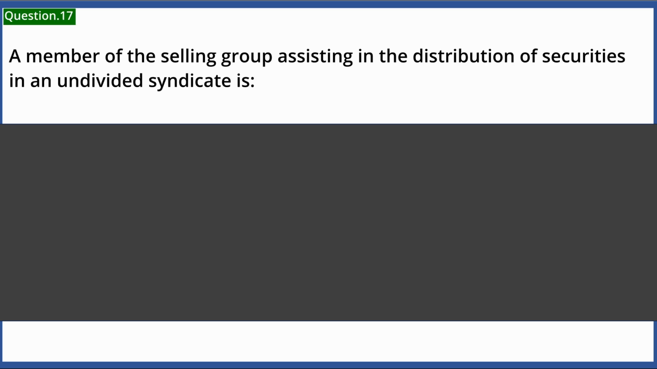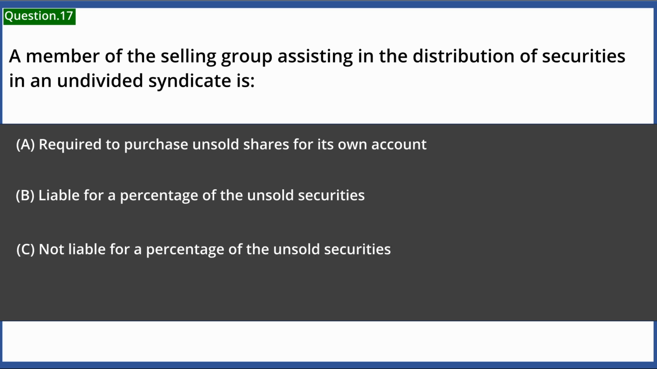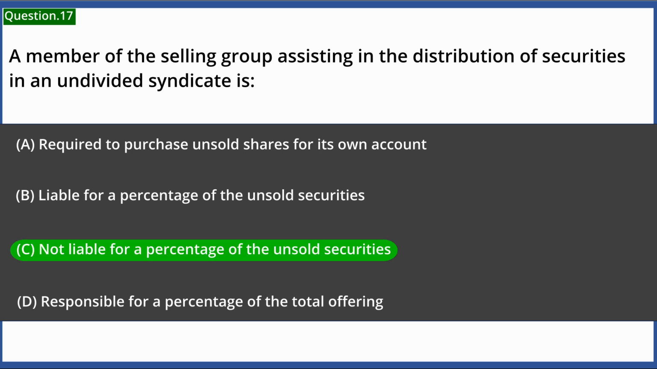A member of the selling group assisting in the distribution of securities in an undivided syndicate is A. Required to purchase unsold shares for its own account. B. Liable for a percentage of the unsold securities. C. Not liable for a percentage of the unsold securities. D. Responsible for a percentage of the total offering. Answer C. Not liable for a percentage of the unsold securities.